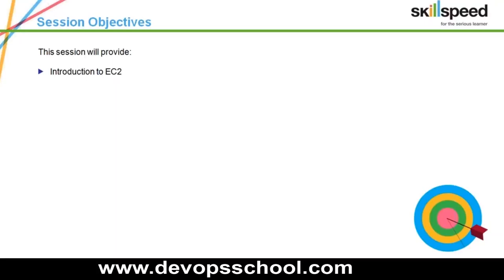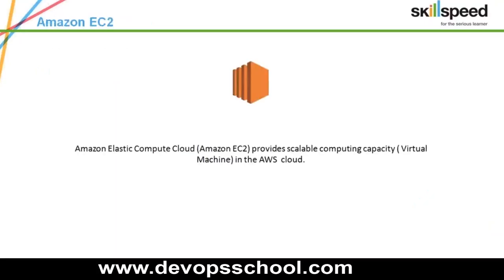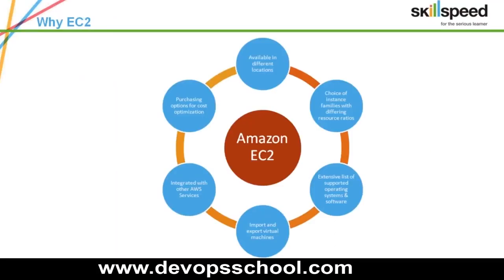And then you have security groups where you can set the ports and things like that. So in simple words, now you know what EC2 is. Amazon Elastic Compute Cloud, Amazon EC2, provides scalable computing capacity, virtual machines in the AWS cloud. It's simple: virtual machines in the AWS cloud. You can have as many virtual machines as you want, and you can increase the capacity the way you want. That's all about EC2.